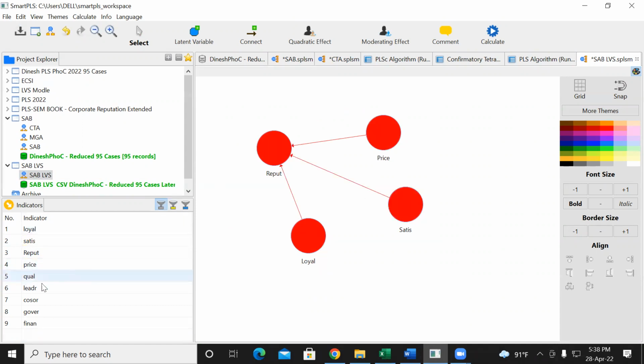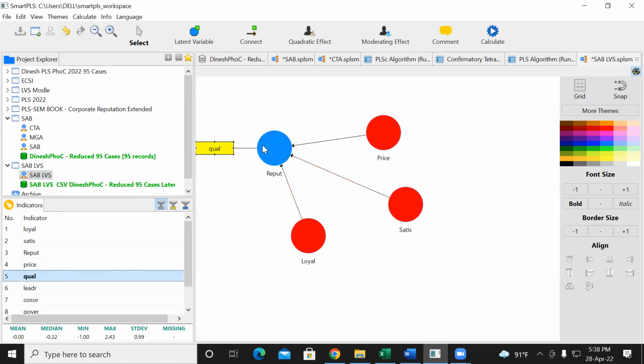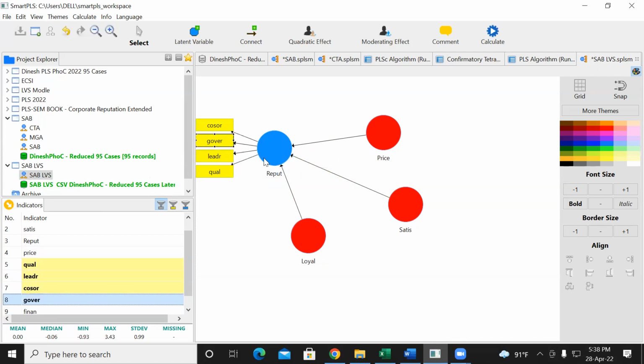Now reputation, I can form from three variables, using these as the latent variables. One I have, let's say, quality. The other one I have is a latent variable, single indicator, leadership. Another one I have is corporate social responsibility. Another one I have is governance.